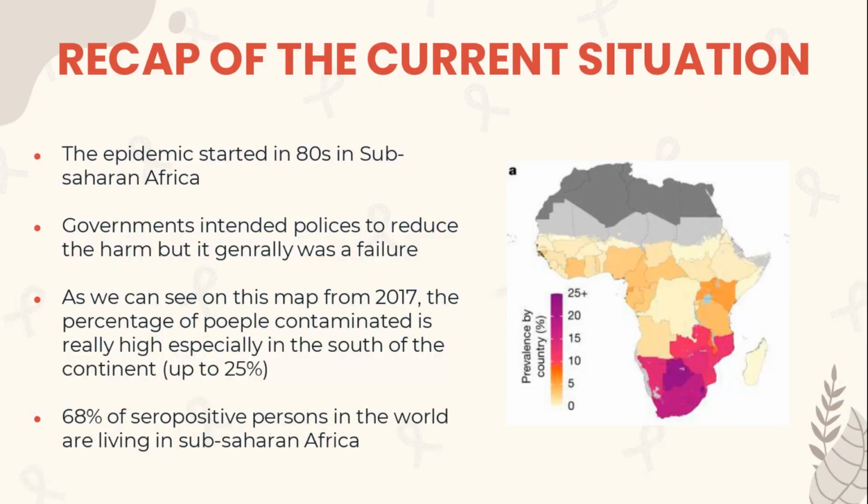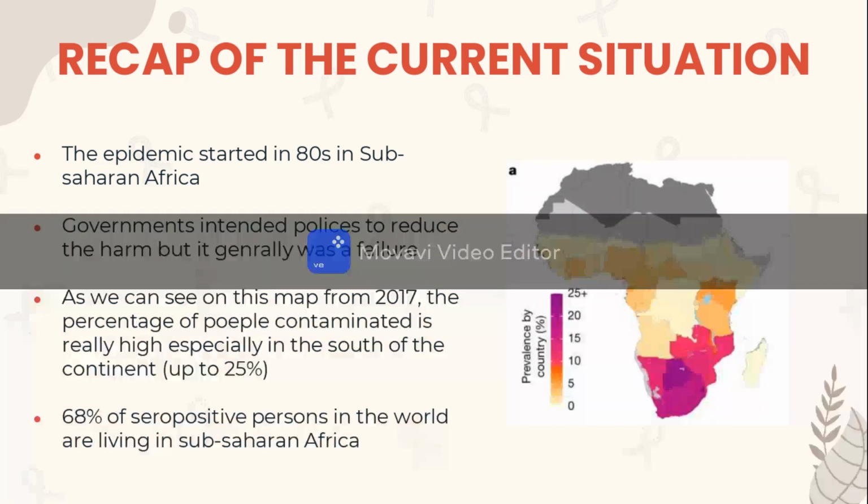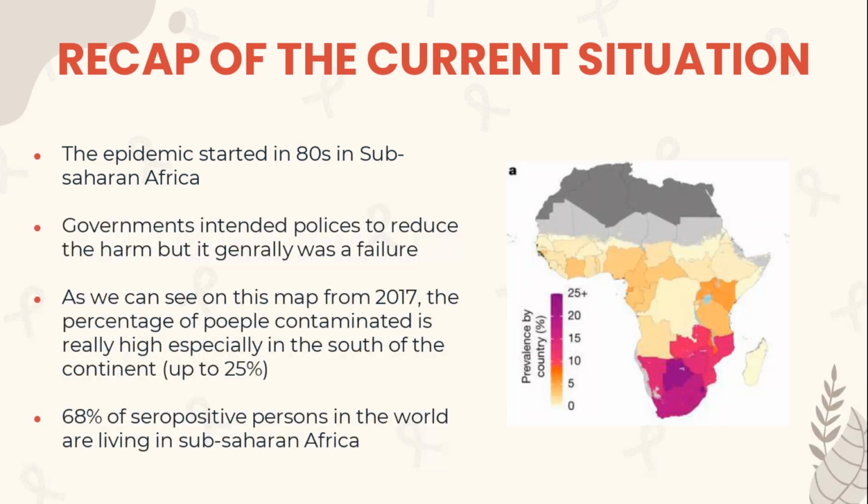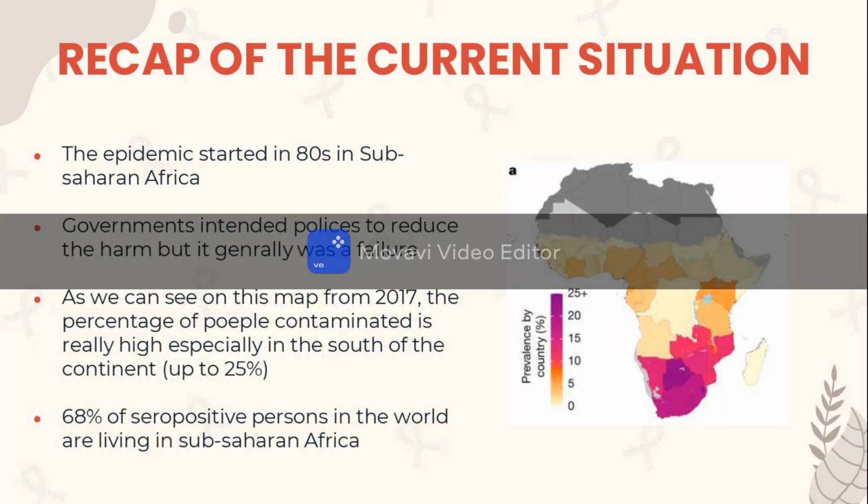The AIDS epidemic started in the 80s in sub-Saharan African countries. Governments intended policies to reduce the harm, but it generally was a failure. As we can see on the map from 2017, the percentage of people contaminated is really high, especially in the south of the continent, with up to 25%. It was estimated that 68% of seropositive persons in the world are living in sub-Saharan Africa.